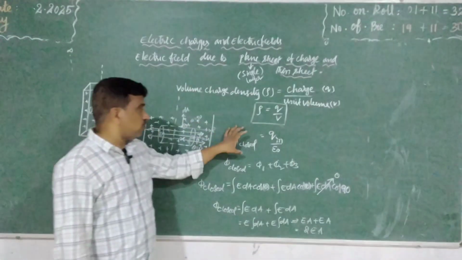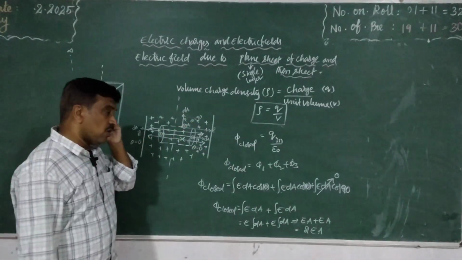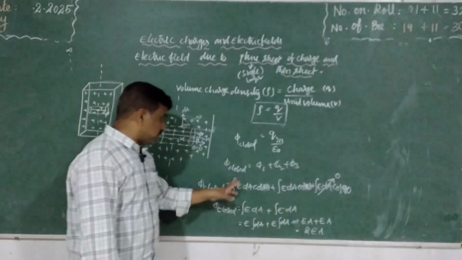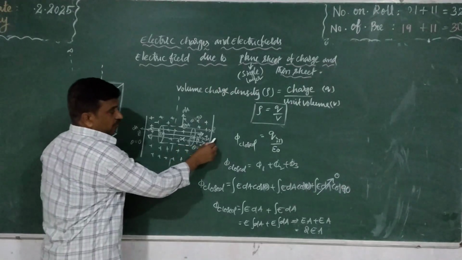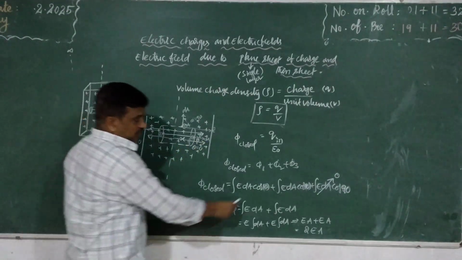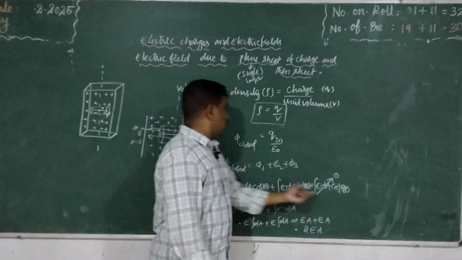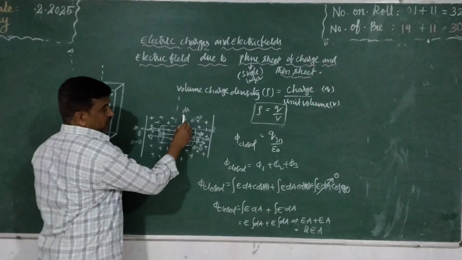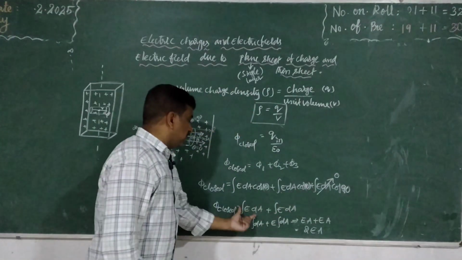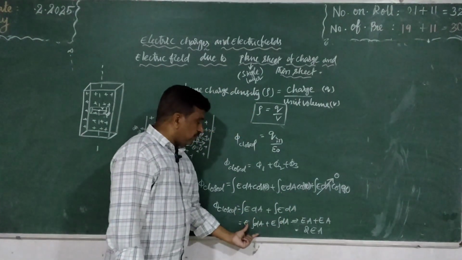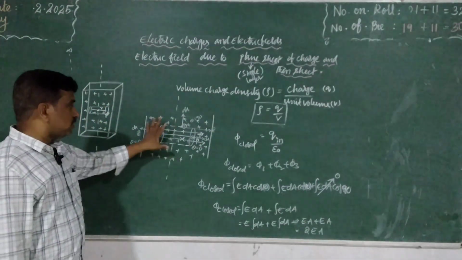For that, we can use phi closed equals q inside by epsilon naught. Here there are three surfaces, so phi closed equals phi 1 plus phi 2 plus phi 3. What is phi? The integral of E dot dA, which is E dA cos theta. Here cos theta means theta is 0, because the area vector and electric field vector are in the same direction. In the second surface, both are in the same direction, so theta is 0. In the third surface, the area vector and electric field vector are perpendicular, theta is 90, so it contributes 0. So the integral of dA gives EA plus EA, which is 2EA.